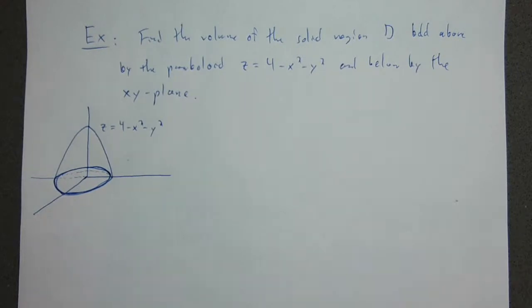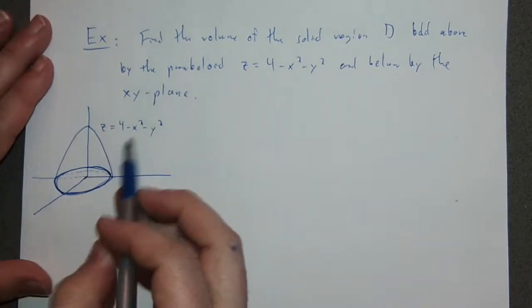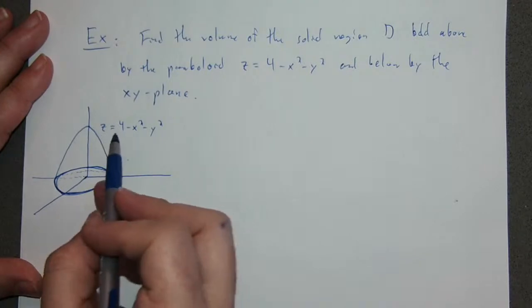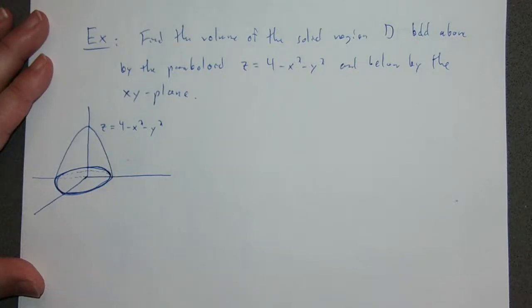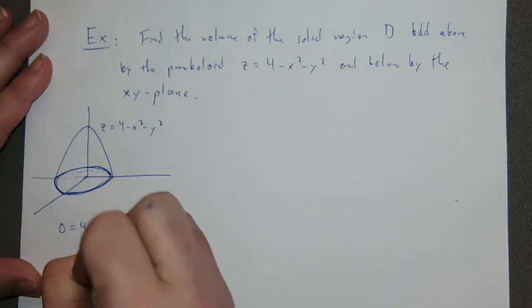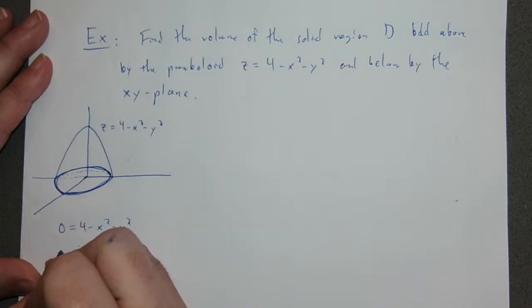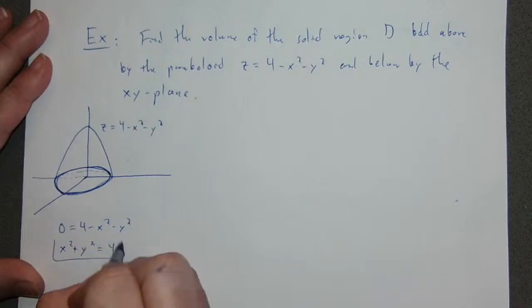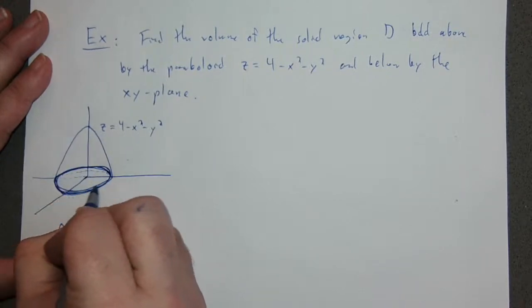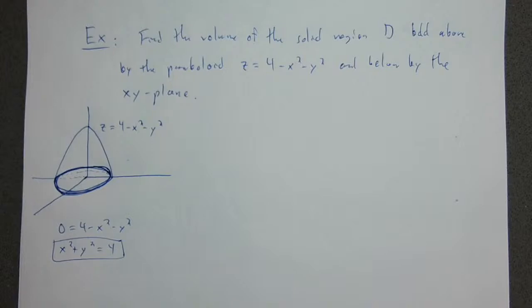Algebraically, this is just me seeing what happens at the level z equals 0. At z equals 0, I have 0 equal to 4 minus x squared minus y squared, so x squared plus y squared is equal to 4. What is that telling me? What is this curve that I just highlighted here? Well, that's a circle of radius 2.